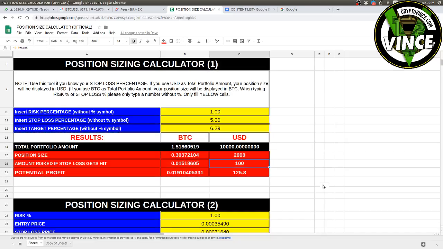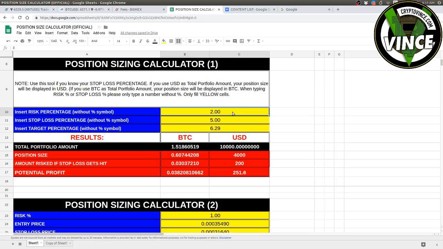Okay, which is 1% of my portfolio, right? If I increase my stop loss to 10, look what happens. My position size decreases, my risk amount will always be 100, right? But if I want to increase my risk to 2, what do you think is gonna happen? The amount risk, of course, will increase. And if I drop my stop loss to 5%, my position size will be bigger, my risk is still $200. So it doesn't really matter.